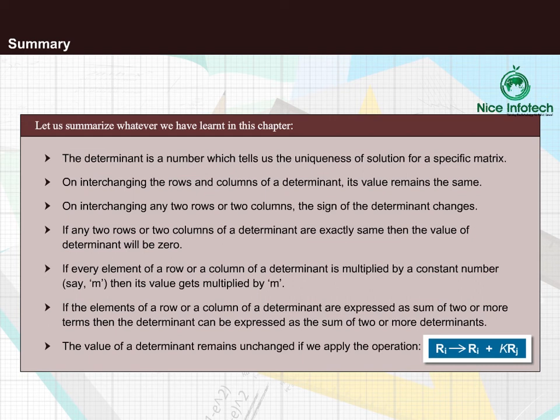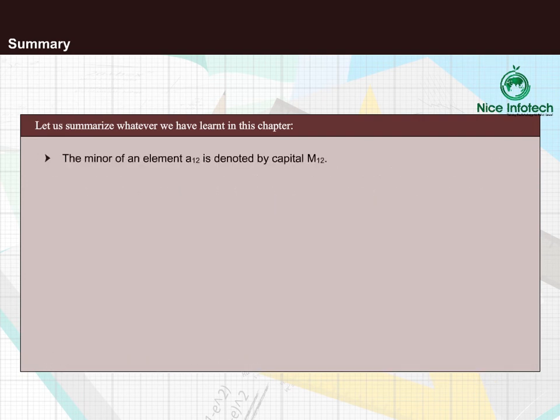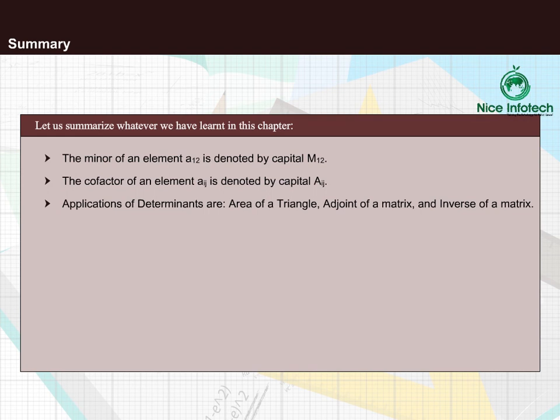The value of a determinant remains unchanged if we apply the operation Ri changes to Ri plus k times Rj to any row or any column of a determinant. The minor of an element A12 is denoted by capital M12. The cofactor of an element Aij is denoted by capital Aij. Applications of determinants are the area of a triangle, adjoint of a matrix, and inverse of a matrix.